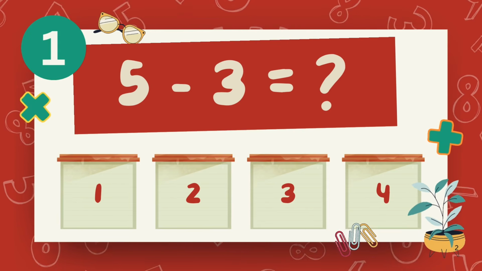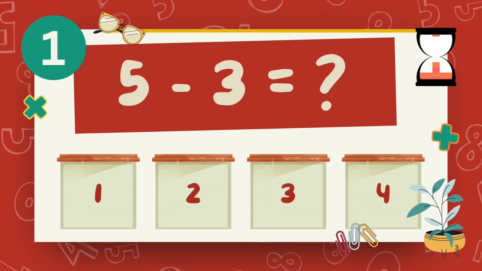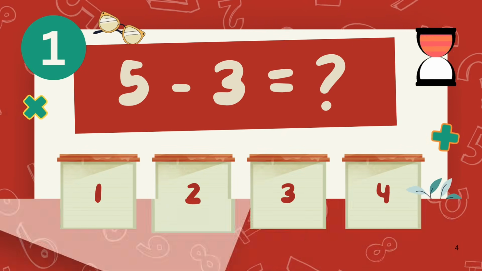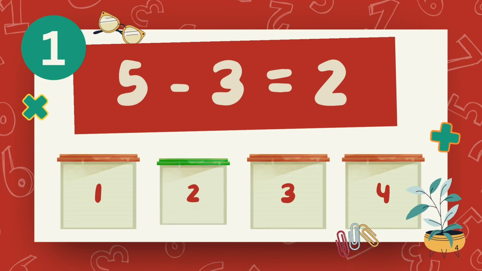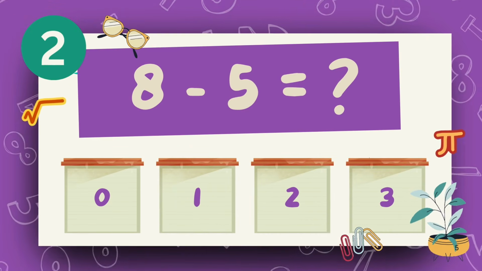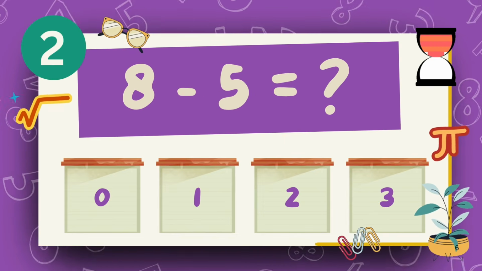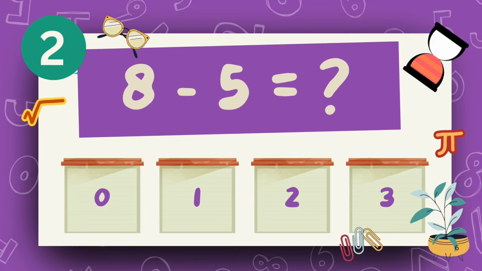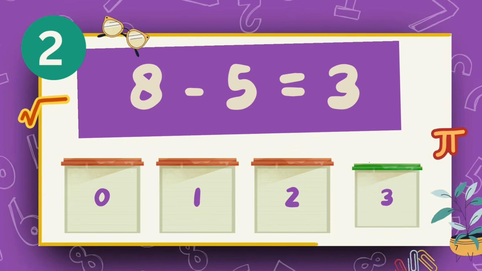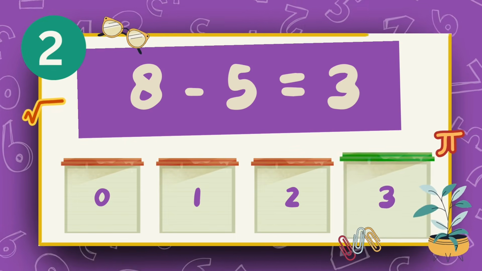What is 5 minus 3? The answer is 2. What is 8 minus 5? The answer is 3.